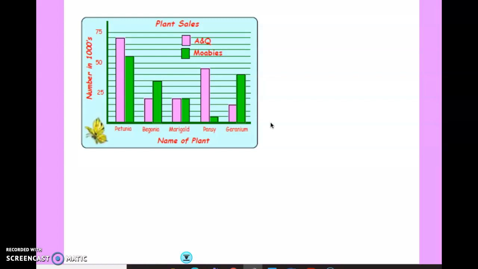So you could say which shop sold more pansies, or how many more pansies were sold by A and Q. So lots of different questions there you can ask. What I'm interested in doing first with this graph is looking at the scale.